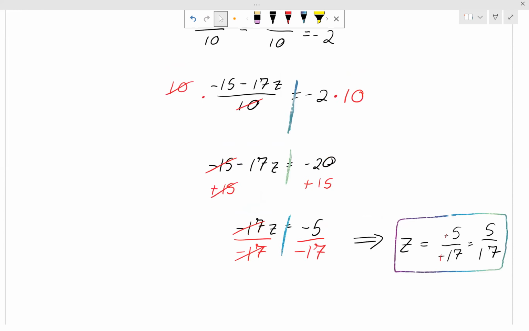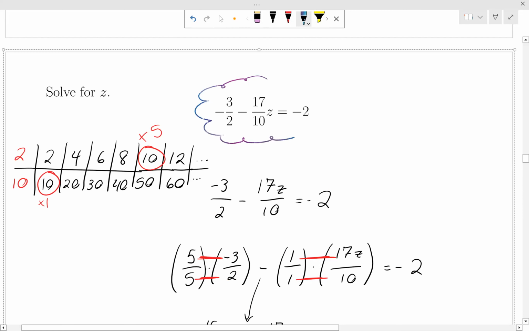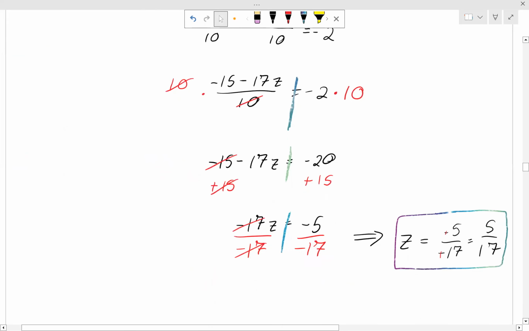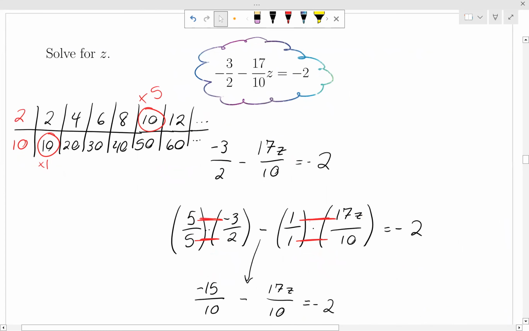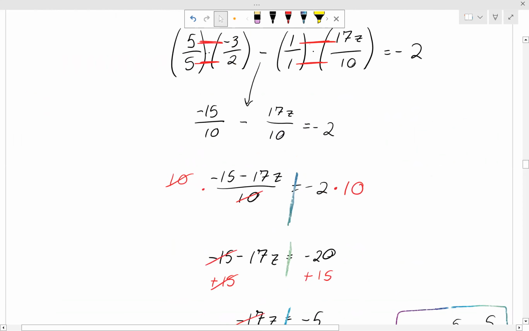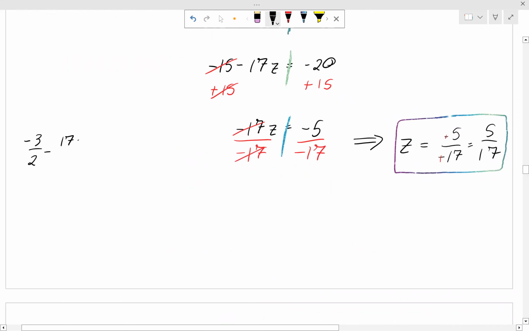And if I wanted to check my work, I could take that value and plug it back into my original equation here. And I would get the correct answer. I can do it real quick right here. So we had negative 3/2 minus 17z over 10 equals negative 2. And we want to make sure that this is right with this value of z right here. So I'm going to plug in 5/17 there.